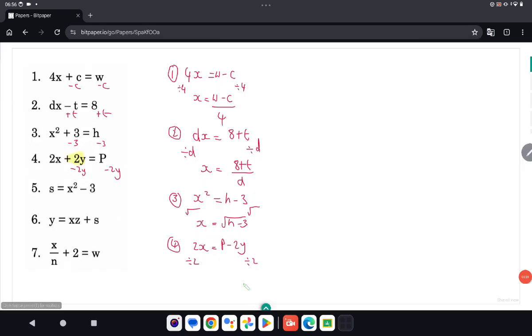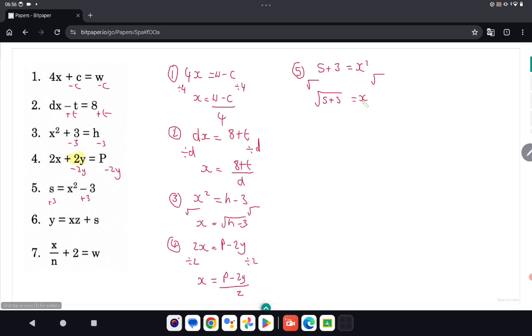Which gives us x is equal to (p minus 2y) all over 2. Question 5. The key to this really is being diligent and doing each step separately, or it can get a bit confusing. So we want to make x the subject here. First of all, we're going to add 3 to both sides, which gives us s plus 3 is equal to x squared. And then we're going to square root both sides. So we've got the square root of s plus 3 is equal to x.